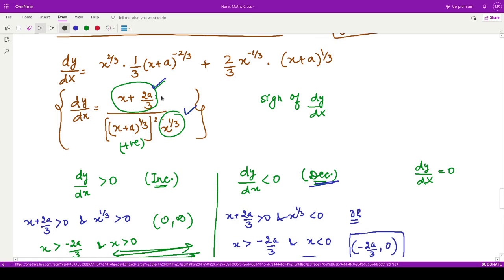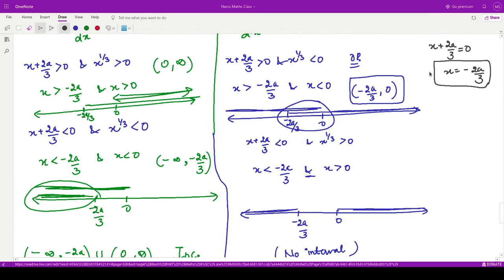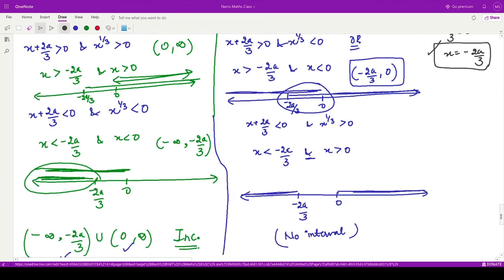Moreover, when you check dy upon dx to be equal to 0, when you substitute this equal to 0, you would only have x plus 2a upon 3 equal to 0. So that means you would have the x value to be minus 2a upon 3. That means the likely maximum or minimum value is obtained at this point. So let us check whether we have a maximum value or a minimum value at this point.